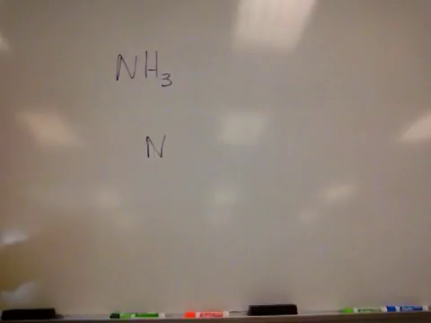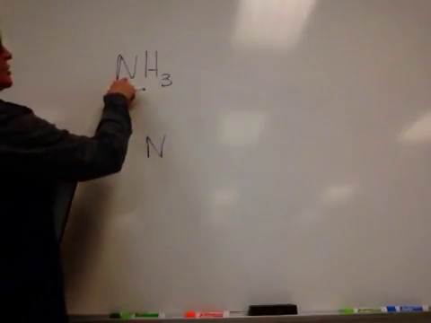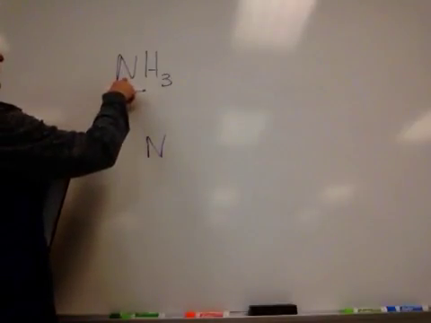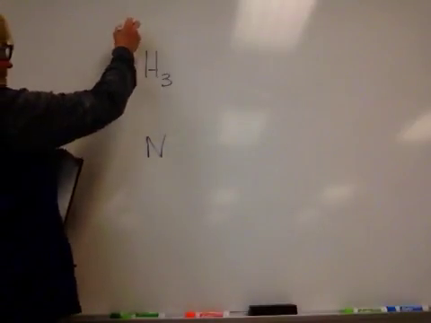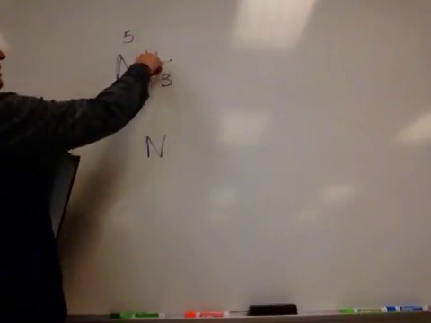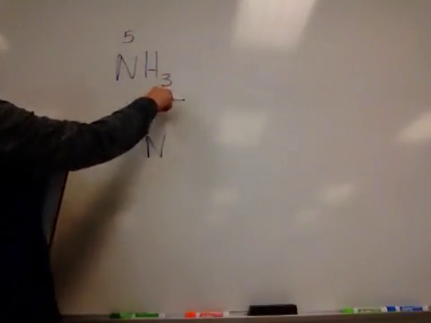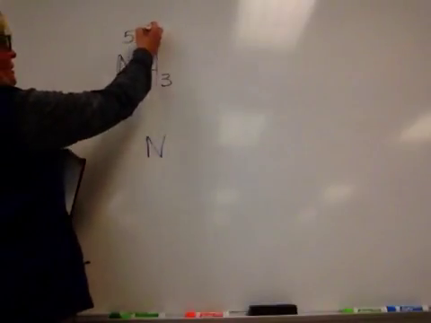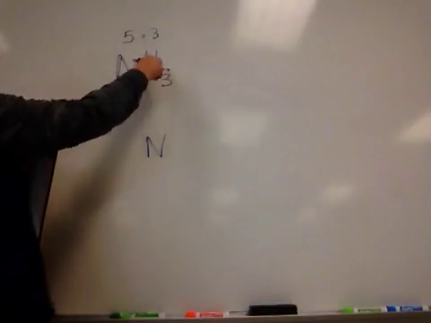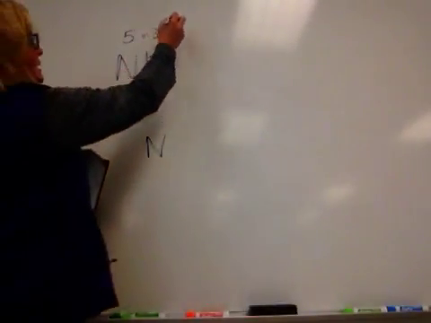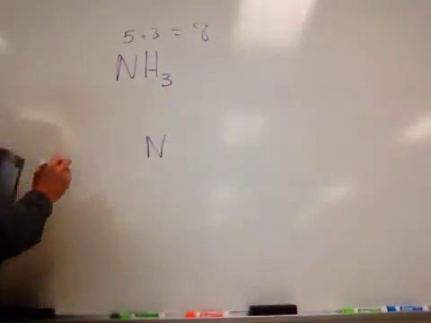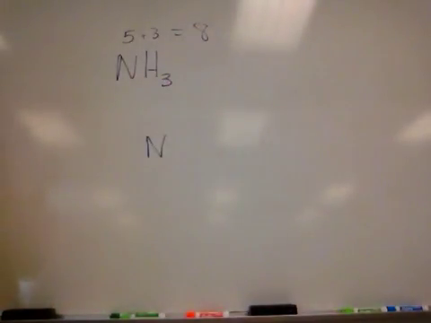Step 2, determine the number of electrons available for bonding. Nitrogen has how many valence electrons? 5. Hydrogen has how many? 1, but there's 3 of them, so I have 3 because 3 times 1 is 3. So I have 8 electrons that will be involved in bonding.